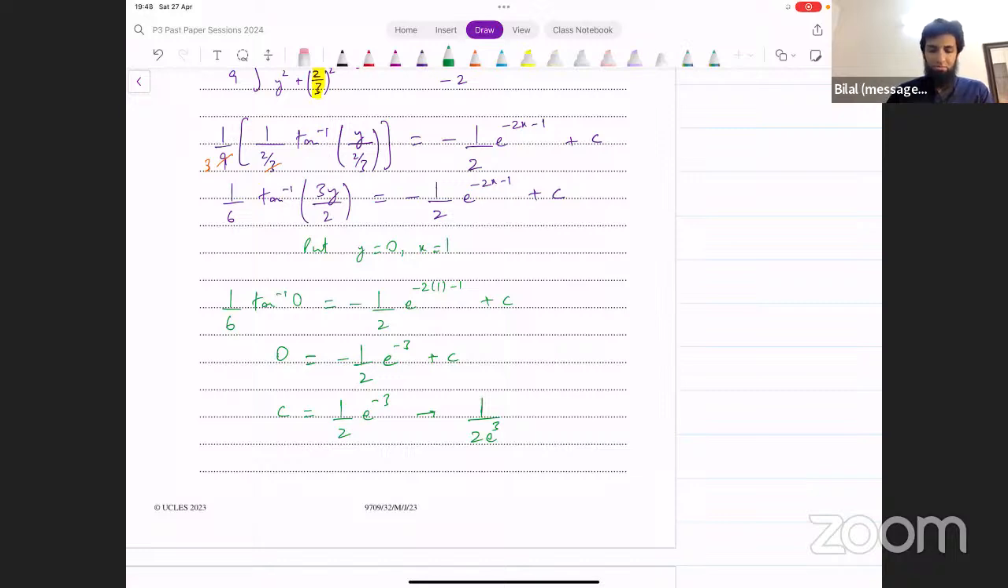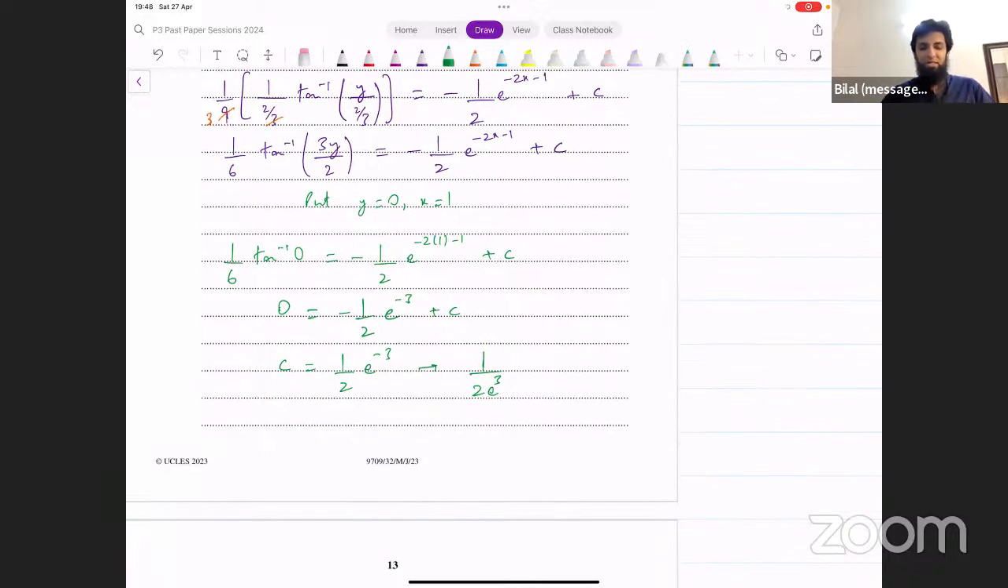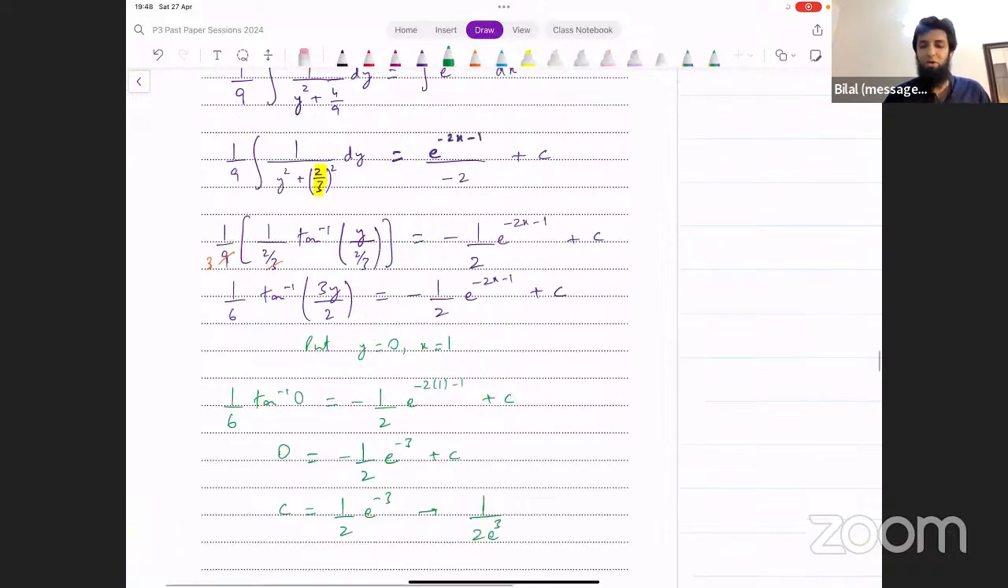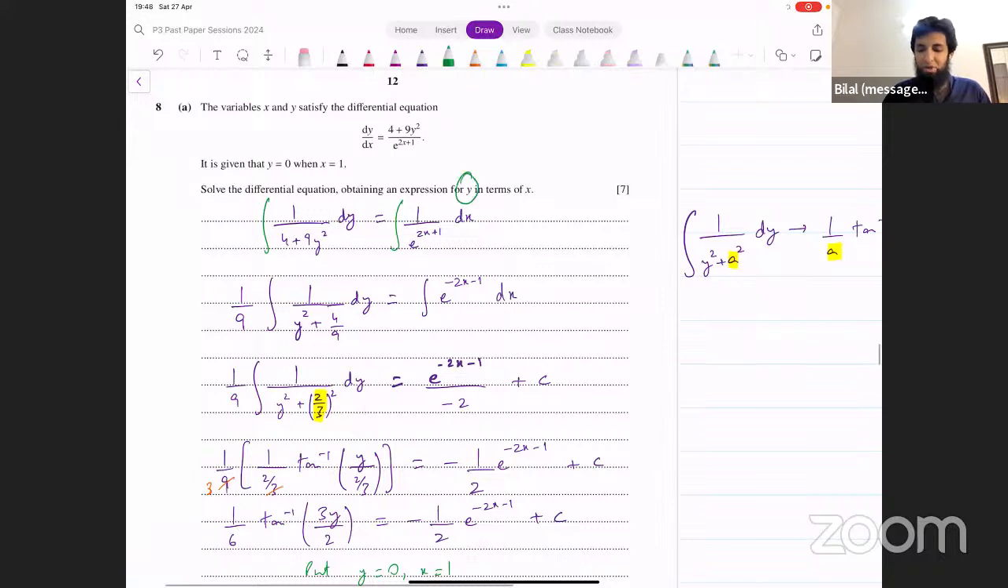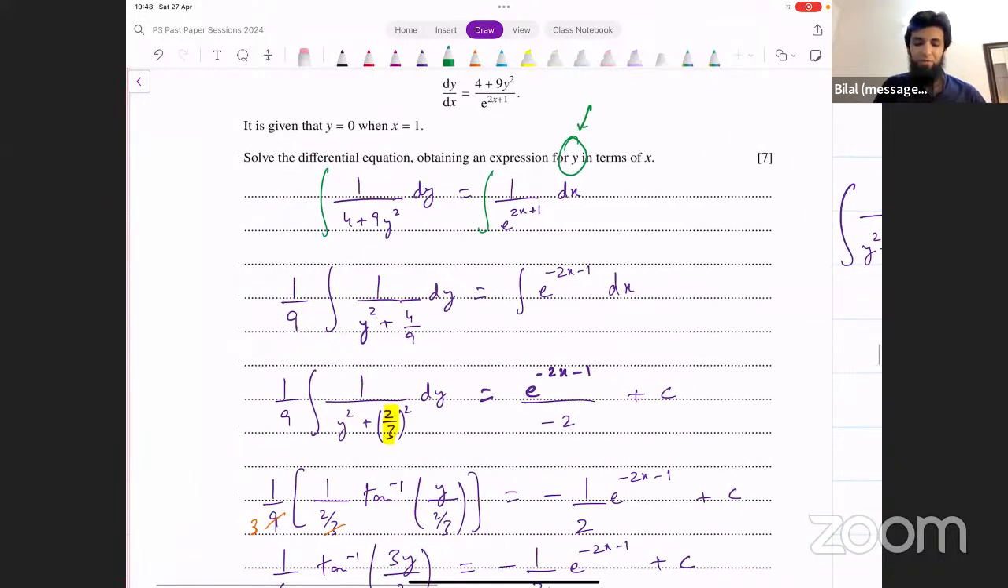Done until this point, right? We're done with integration. We started by separating variables, integrated both sides, and that's the solution. Now what we want to do is make y the subject, because they said they want an expression for y in terms of x. So y needs to be made the subject.